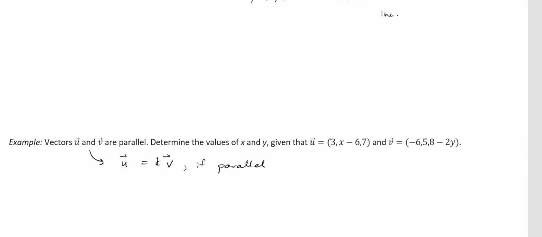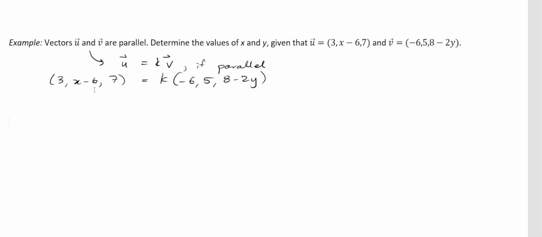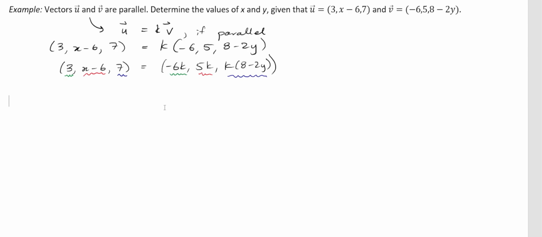Okay, so let's actually use vector u and vector v in this equation. So I've written out my vector u is equal to k vector v. Well, k can distribute to each of these components. So I've distributed k to each of the components, and then I've color coordinated the x components, the y components, and the z components. And the reason why I've done that is because now I can create equations for the x, for the y, and for the z.